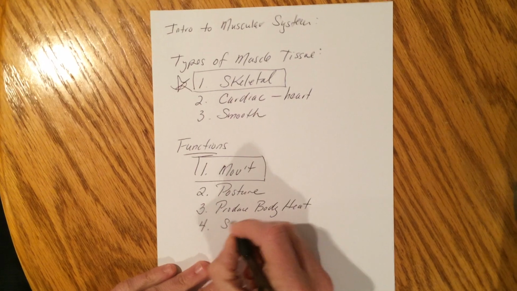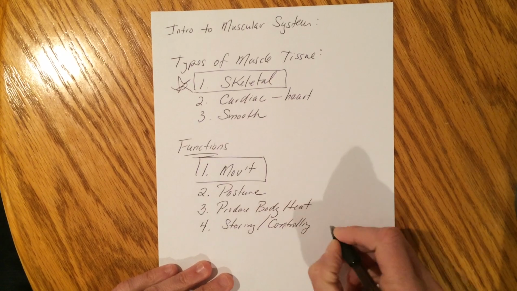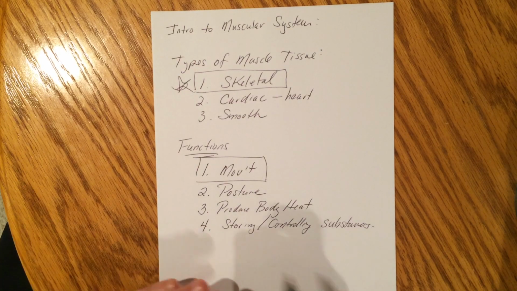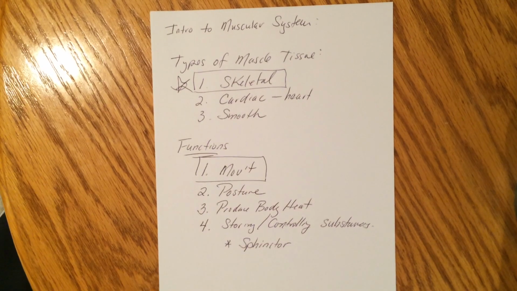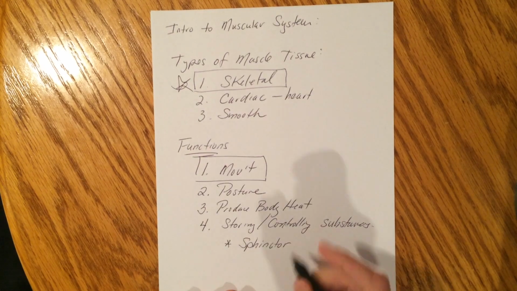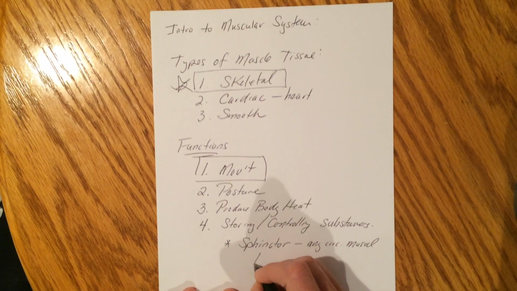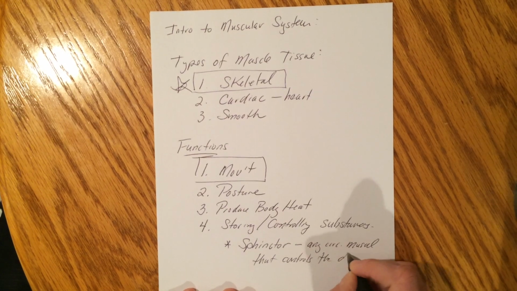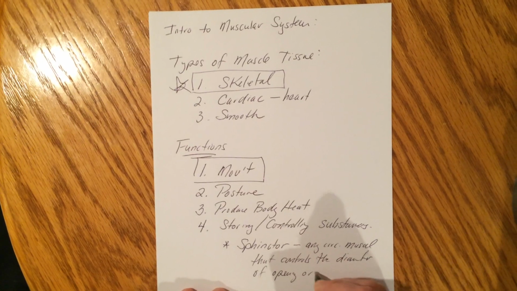And number four, this is the one you normally don't really think about a whole lot. And this is storing or controlling substances. So when I'm talking about this one, I'm really talking about muscles that fall into this category. Sphincter says what? Sphincter says what? Anybody know what a sphincter is? A sphincter is any circular muscle that controls the diameter of an opening or a tube.